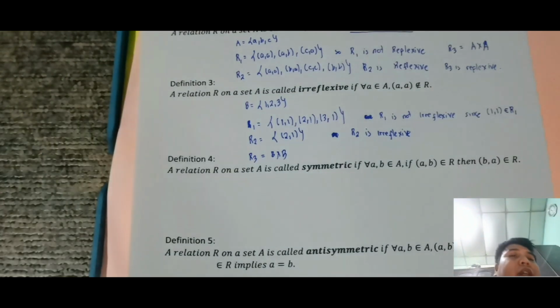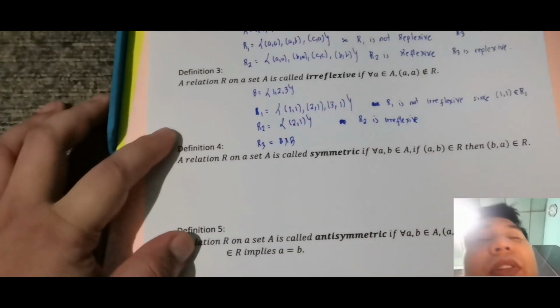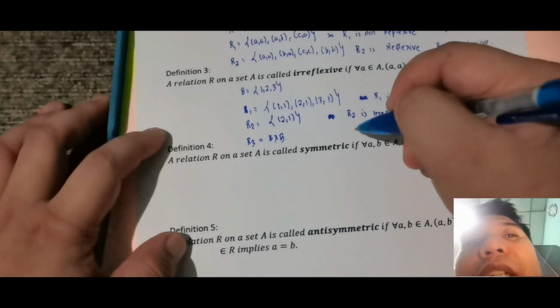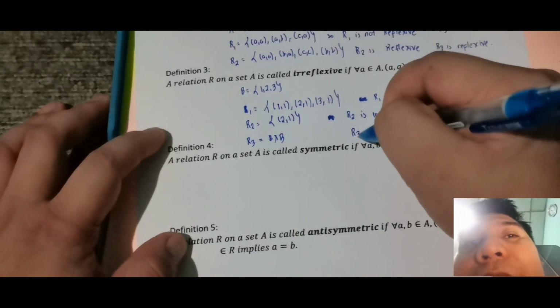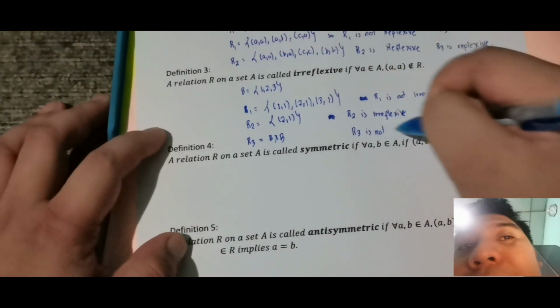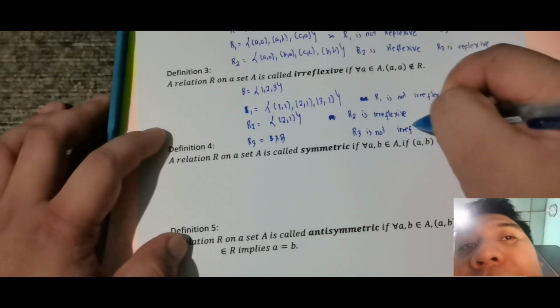Is B cross B irreflexive? No, sir. Why? Because there's 1, 1, 2, 2, 3, 3. So obviously, the cross product is not irreflexive. So, R3 is not irreflexive.